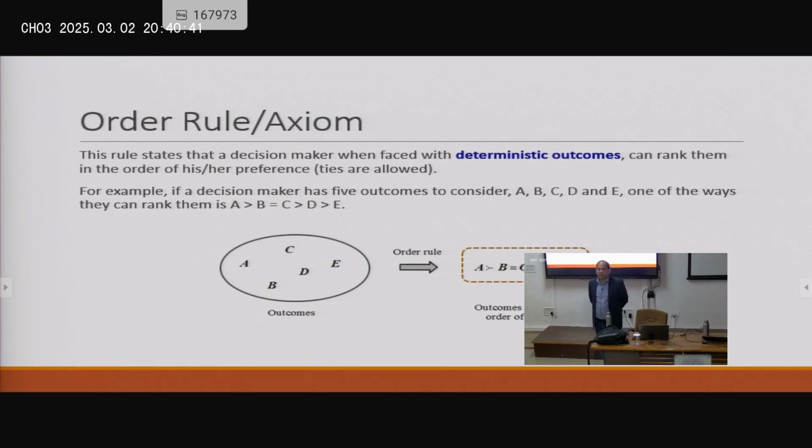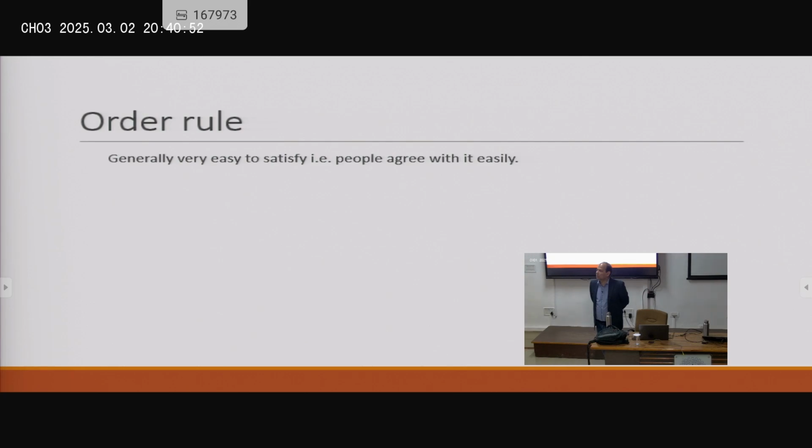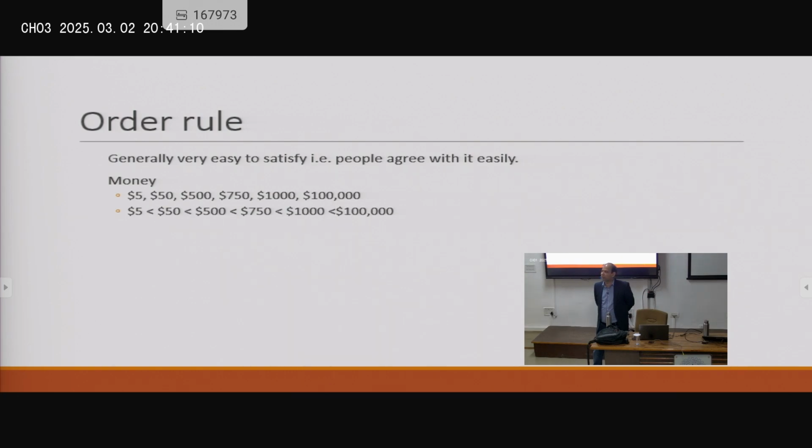Since we're talking in this room, everybody should agree, and if you have any issues with any of the axioms, just let me know. Generally this is very easy to satisfy. When I teach this class or in any other setting, people don't have any problems with this rule. Money is an easy example. If I give you this much money, which one do you prefer? Of course. No problems here.